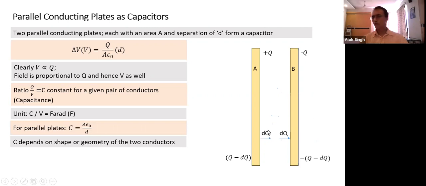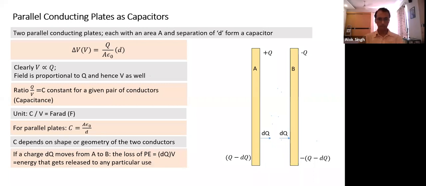When a small charge dq flows, I can assume during the flow the potential has not changed much. That's why a small charge dq. If the potential is 100 volts, maybe from 100 volts it has dropped to 99.9. I can take the potential to be constant. So what is the loss of potential energy? It is equal to dq, as it has moved from a potential of VA to a potential of VB. So loss of potential energy is equal to dq into (VA minus VB), which is V. So as the small charge dq moves from the positive plate to the negative plate, the loss of potential energy will equal dq into V, the energy that gets released.